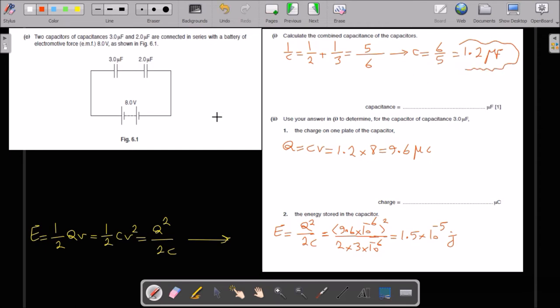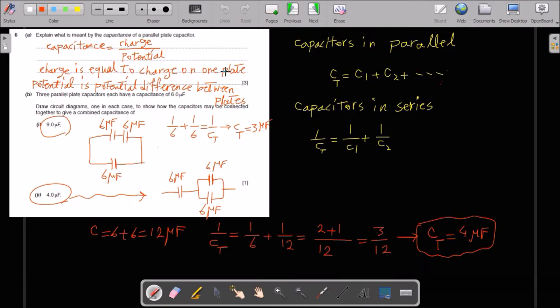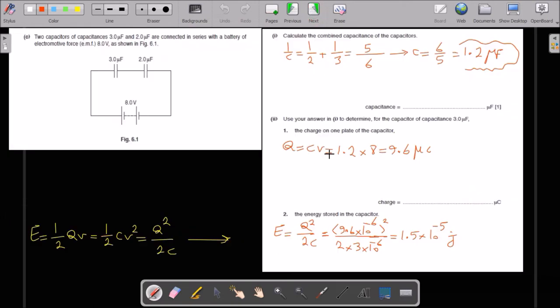Use your answer in part 1 to determine for the capacitor of capacitance 3 microfarad the charge on one plate of the capacitor. You know that charge is equal to charge of one plate. That's why Q is equal to CV. So C is 1.2 and V is 8. So you can find charge. This is total charge for these two, but you know that total charge in series is equal to charge of 3 microfarad or equal to charge of 2 microfarad. So charges in series are the same. That's why 9.6 will be the answer for charge of one plate of 3 microfarad capacitance.